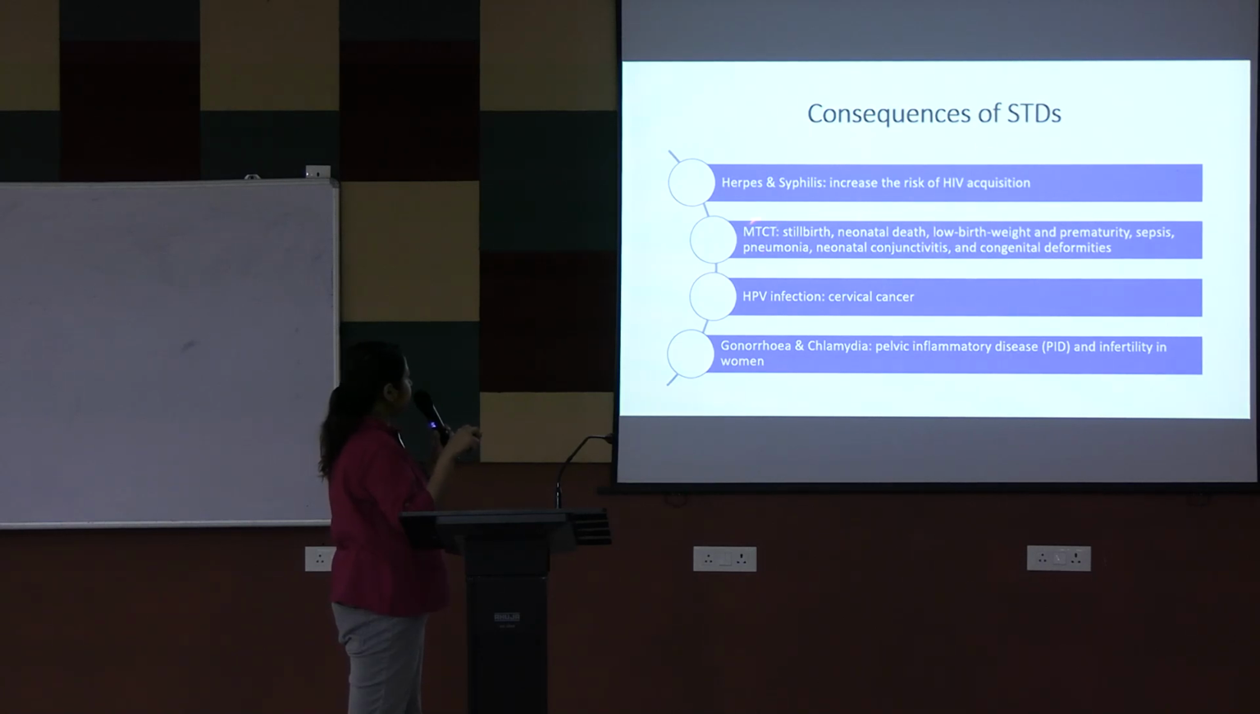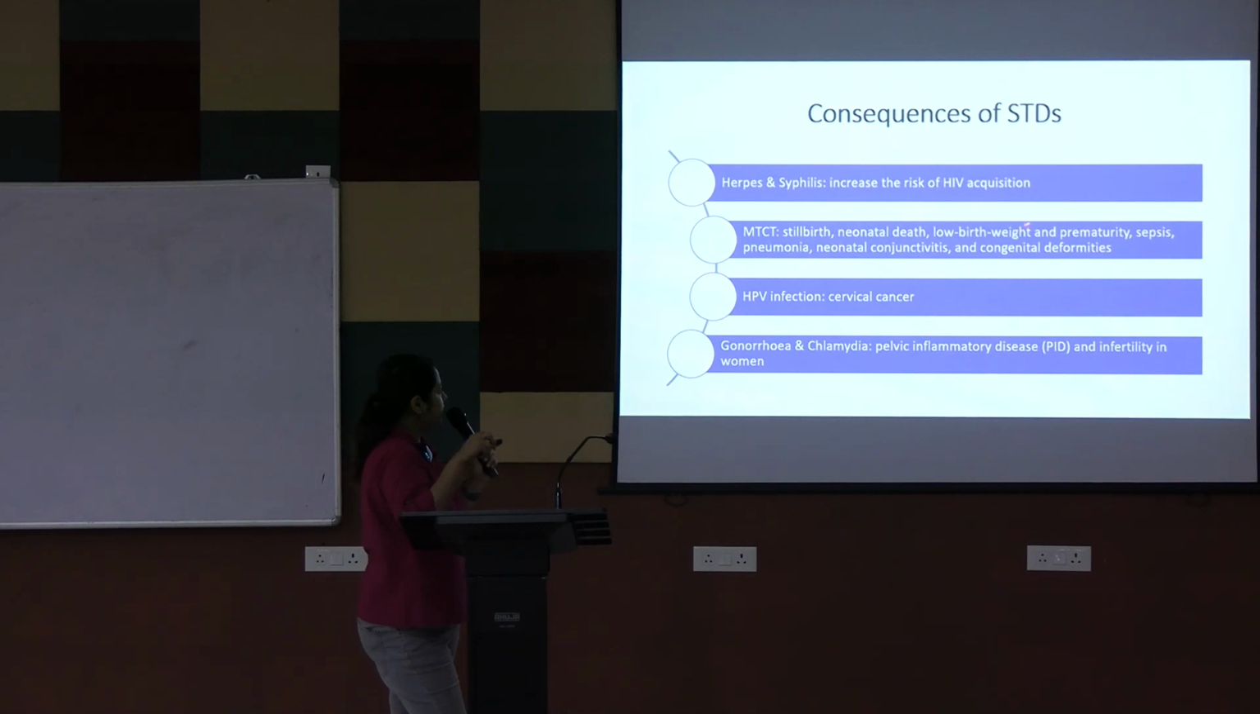Then there is mother to child transmission. What can happen in mother to child transmission of STIs? It can cause stillbirth, neonatal death, low birth weight and prematurity, sepsis, pneumonia, neonatal conjunctivitis and congenital deformities. So all these things can occur if STIs are transmitted from mother to child. Okay.